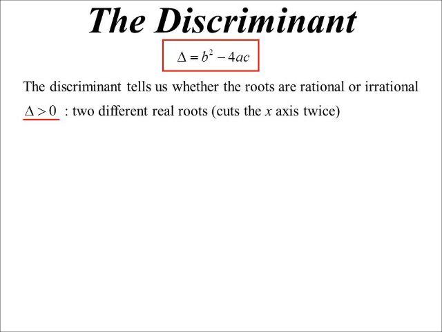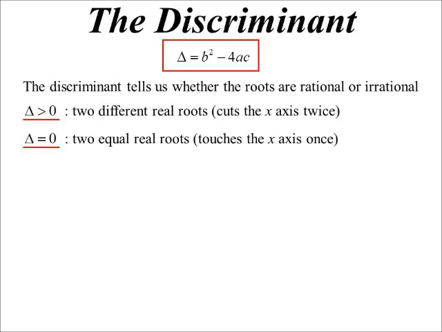Now if the discriminant is greater than 0, then I know we're going to have two different real roots. So if we're talking about the picture, it means it's going to cut the x-axis twice. If it's equal to 0, and here's the interesting thing, it still has two roots. It's just that they're the same. And this is the difference between roots and, say, solutions to an equation. There's only one solution to the equation, but it still has two roots. And if we were looking at the picture, it would just touch. It's one of those parabolas that touches the x-axis.